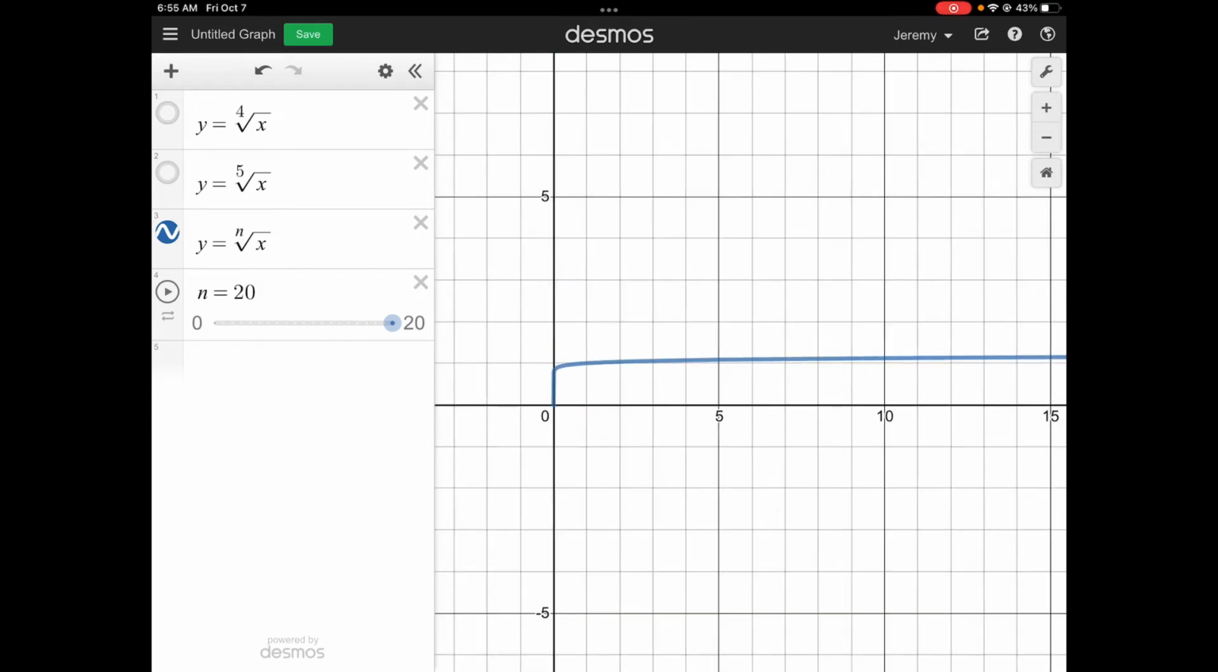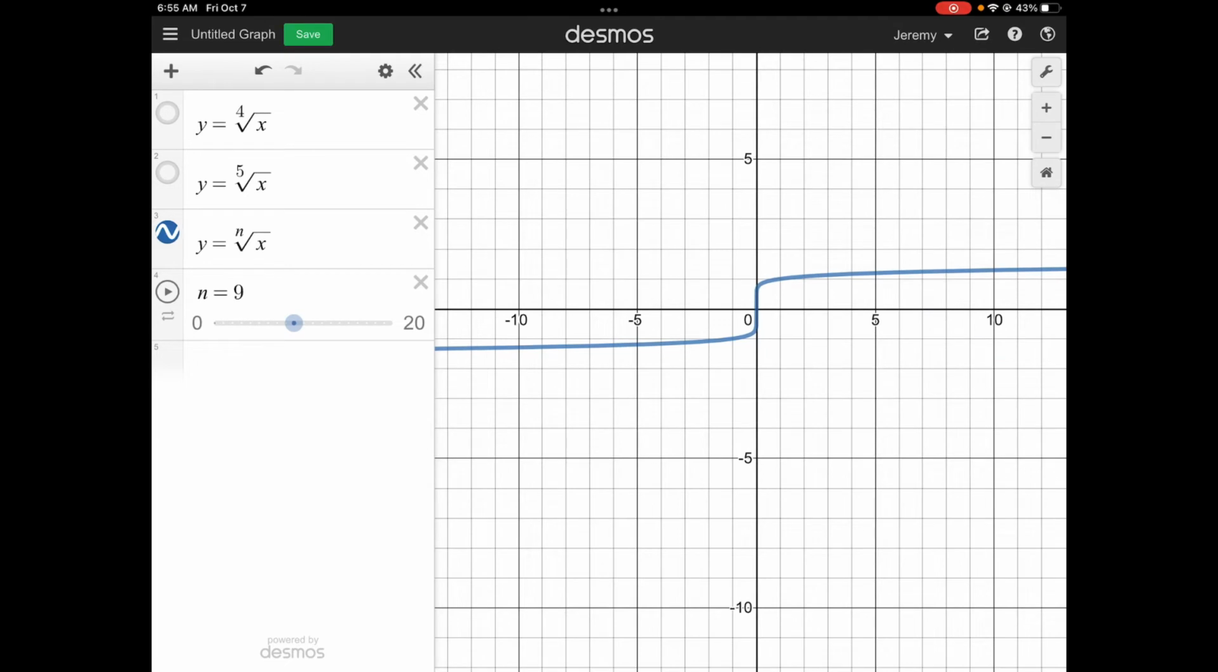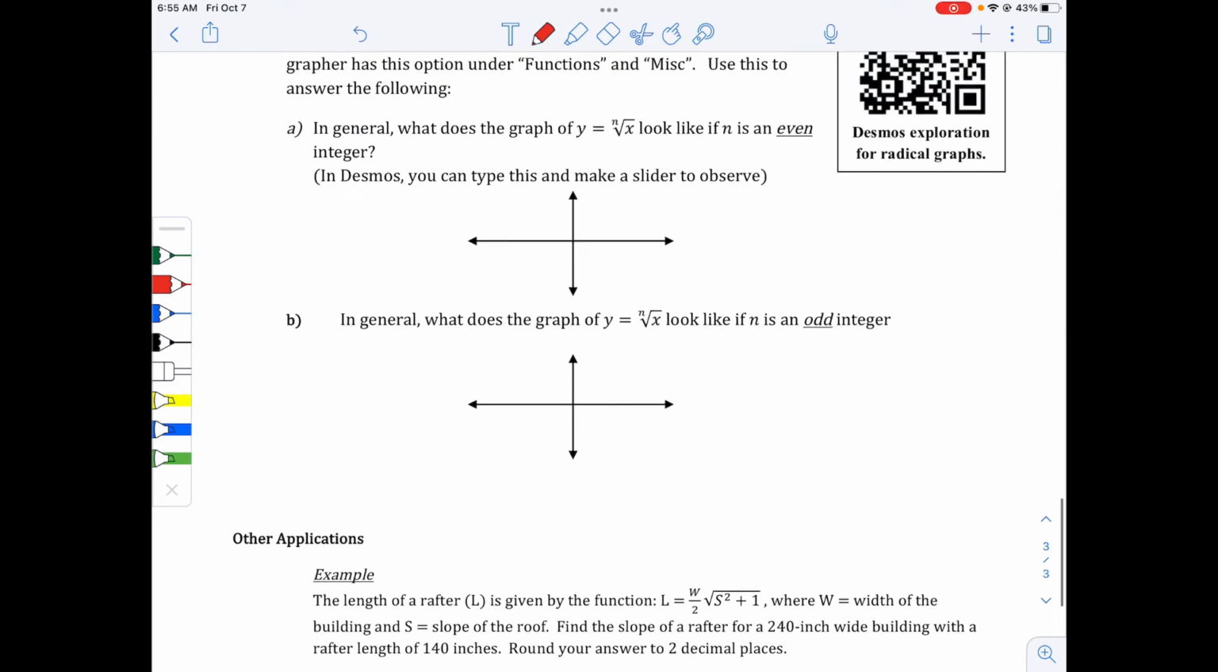Again, it's still going up, but a 20th root, an even root, is going to look a whole lot like a square root. And then an odd root, there's a 9th root, it's going to kind of look like a cube root. See the pattern there? So in general, we can generalize this. If we have y equals nth root of x, and n is an even integer, an even root, well, it's going to look something like this. If we have y equals the nth root of x, and n is an odd number, well, that's going to look similar to a cube root, like this.